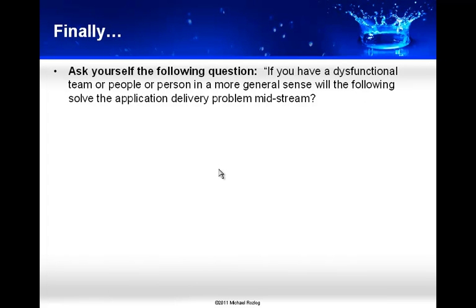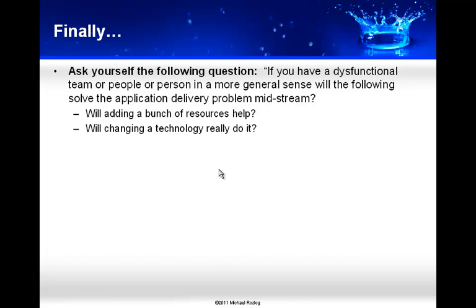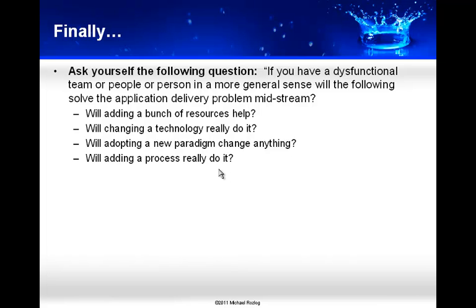So finally, ask yourself the following question. If you have a dysfunctional team, or people, or person, in a more general sense, will the following solve the delivery problem midstream in a project? I'm going to add a bunch of new resources to help. That usually doesn't work very well. I'm going to change technology. We really need to do this. We're going to change from whatever to whatever. That hasn't always come out very well either. I'm going to adopt a new paradigm and change everything. Well, sometimes that doesn't work very well. And I'm going to add process, and we're going to really do it this time.